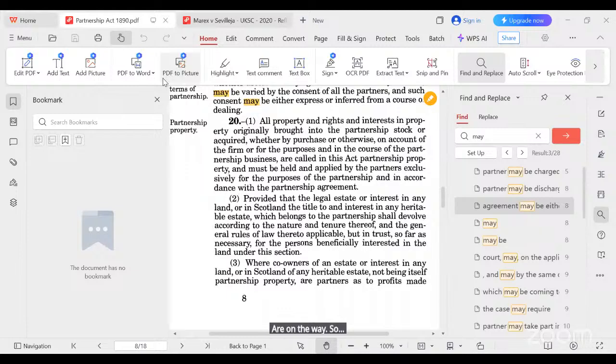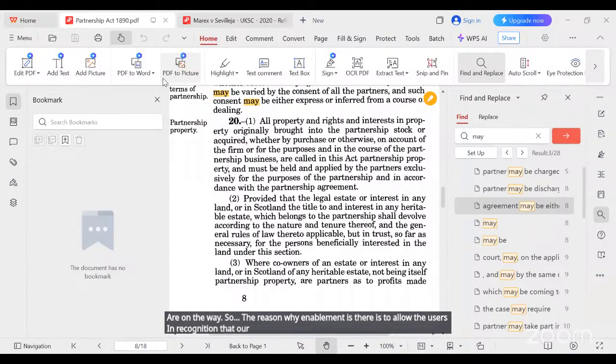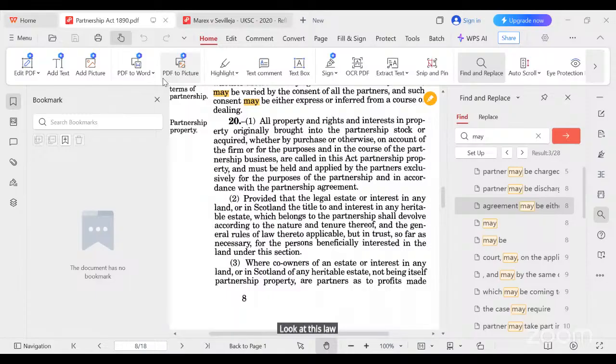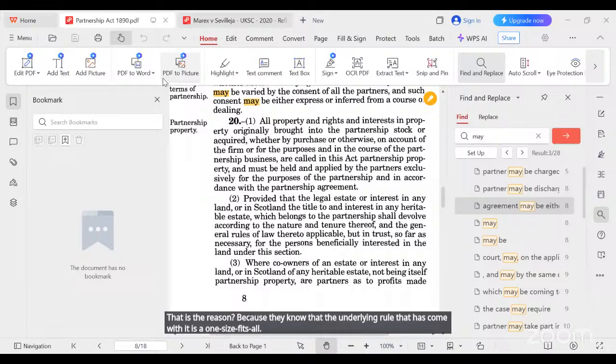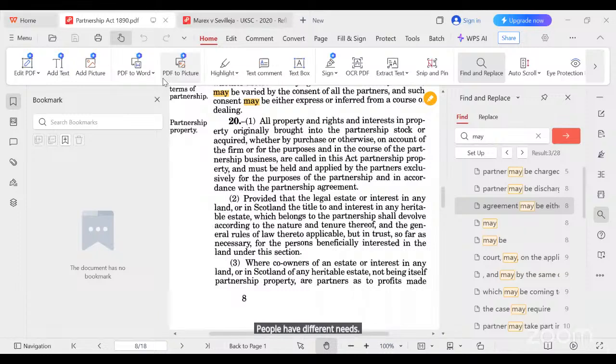So the reason why enablement is there is to allow the users, in recognition that our needs are different. Look at this law. In your own partnership, if this law does not fit your situation, change it, domesticate it, modify it, vary it. That is the reason. Because they know that the underlying rule that has come with it is one-size-fits-all. People have different needs, and they want to satisfy those needs their own way. That is why they are empowered to change.